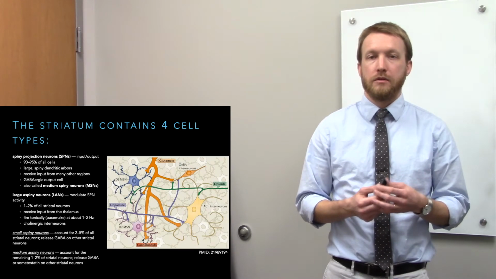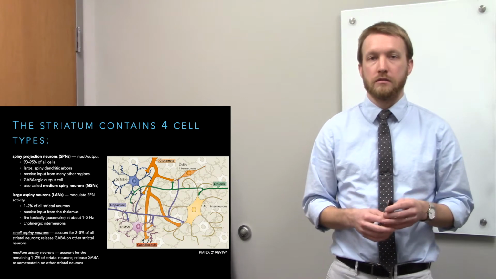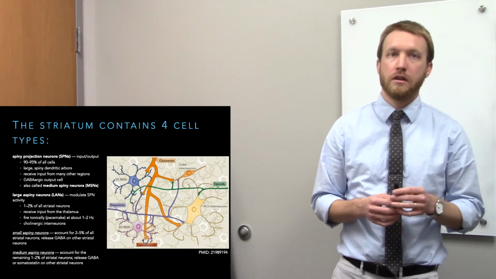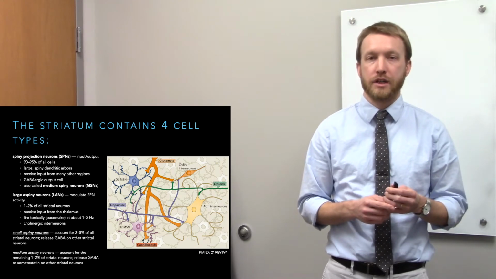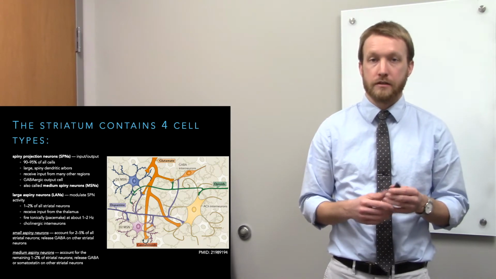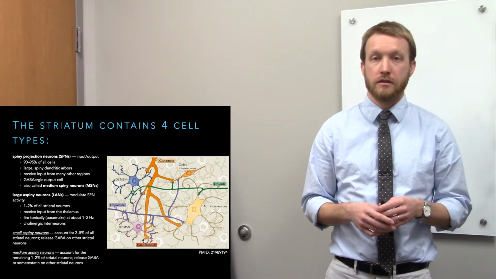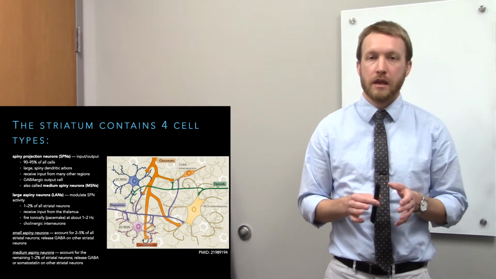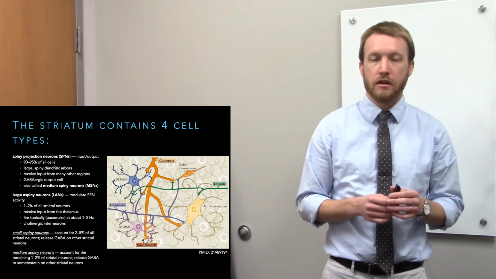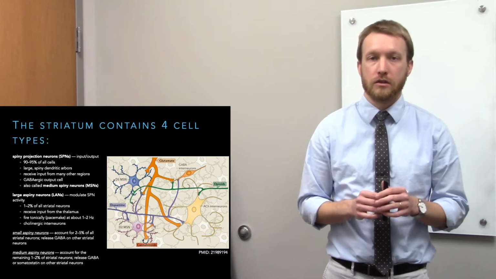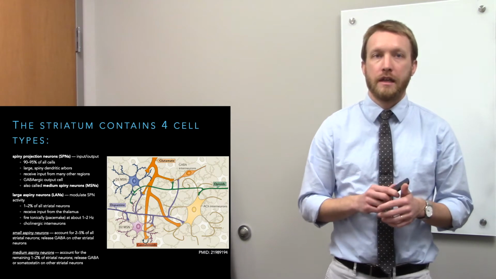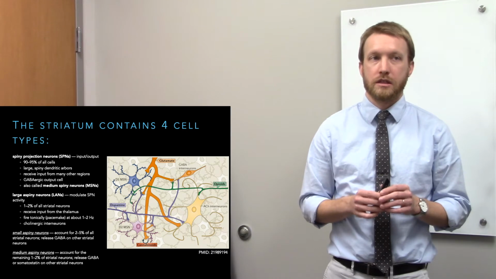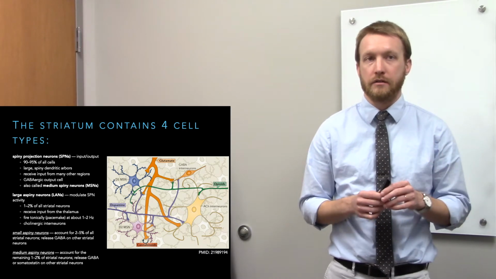Now within the striatum, no matter where you are, we have about 4 cell types. If you had to know only one, I would hope it would be the spiny projection neurons. They're exactly what they sound like. They're neurons that project out of the striatum, and they have dendritic spines. You'll sometimes hear them called medium spiny neurons, and that's okay. That's an older name we're kind of getting away from. Now we call them the spiny projection neurons. These are GABAergic, just like almost everything else we're going to talk about today.